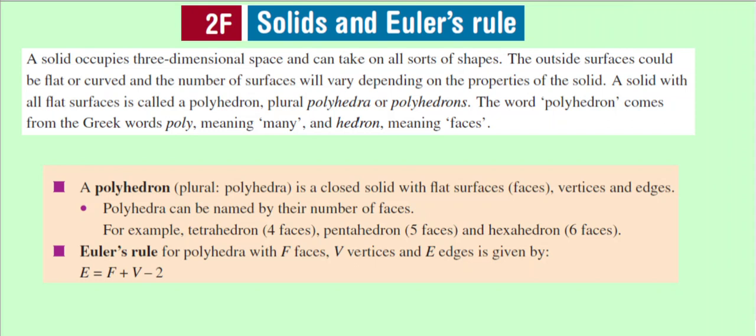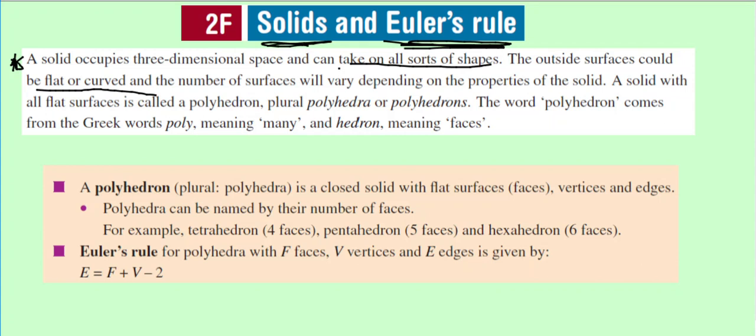Alright, we are looking here at solids, and this little rule we called Euler's rule, and we'll get to that in a minute. What this is actually covering is that a solid occupies three-dimensional space. So we're going to describe what a solid is. They're three-dimensional looking objects, and they can take on a variety of different shapes. The outside surfaces could be flat or they could be curved, like a sphere or a dice type shape.